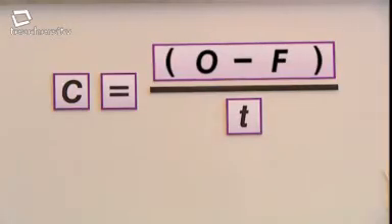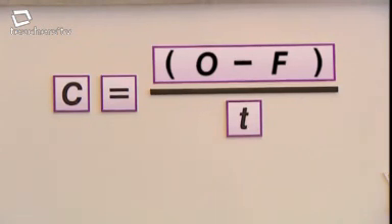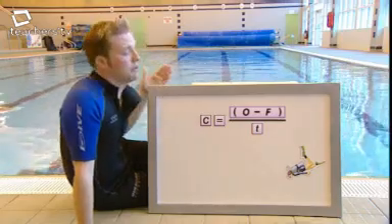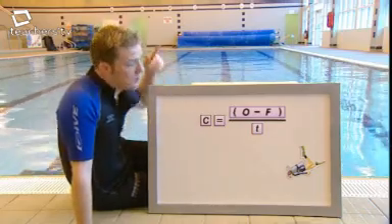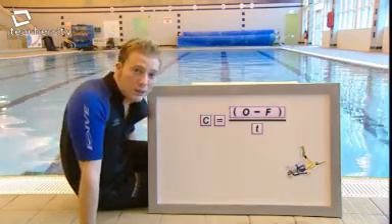To work out F, I need to make it the subject of the formula. The question is, what do I do first? When C was the subject, and I knew F, I first subtracted F from O, and then divided by T. The key to rearranging is to work backwards. The last thing I did was divide by T, so this is the first thing I'll deal with.